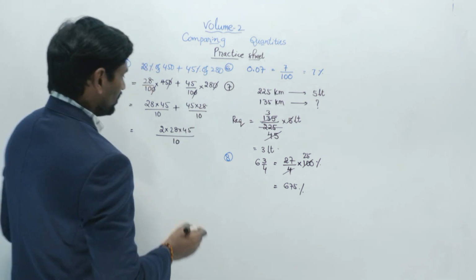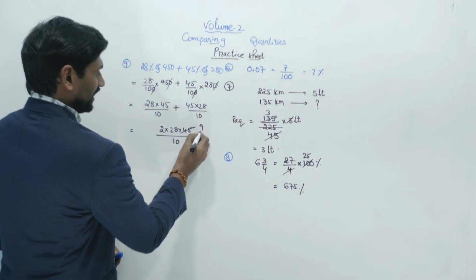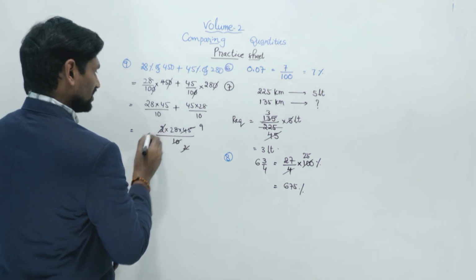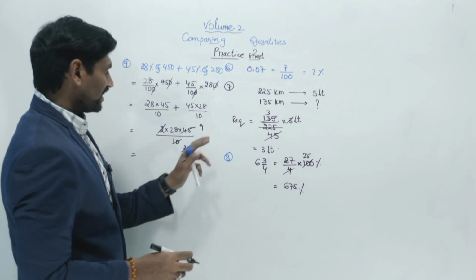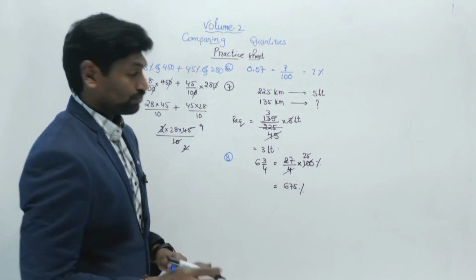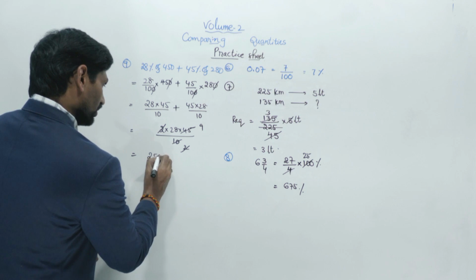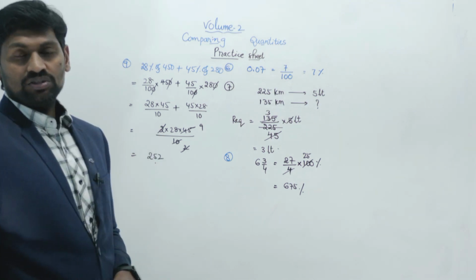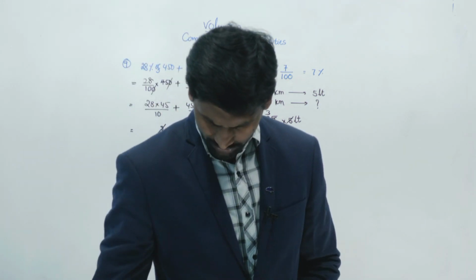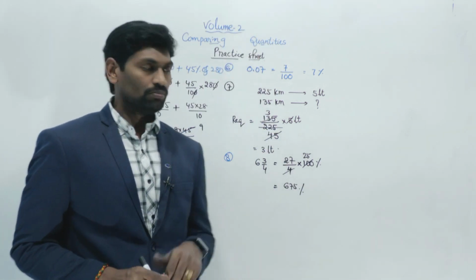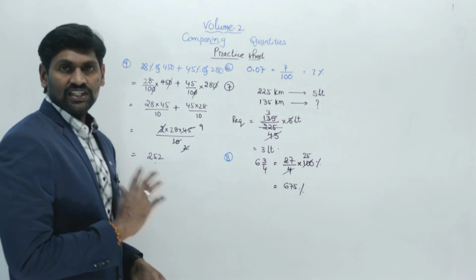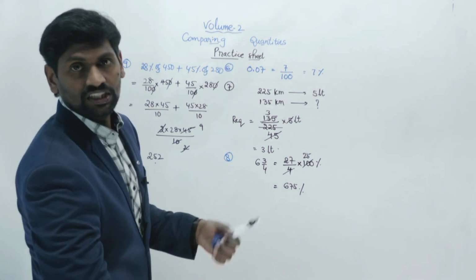Now 5 table, here 9 times, 5 table 2 times, 2 cancel. 28 9s are: 9 20s are 180, 9 8s are 72. 180 plus 72 is 252. So therefore our resulting answer is 252. So let us try to get to the 10th problem. Just observe the solution here.